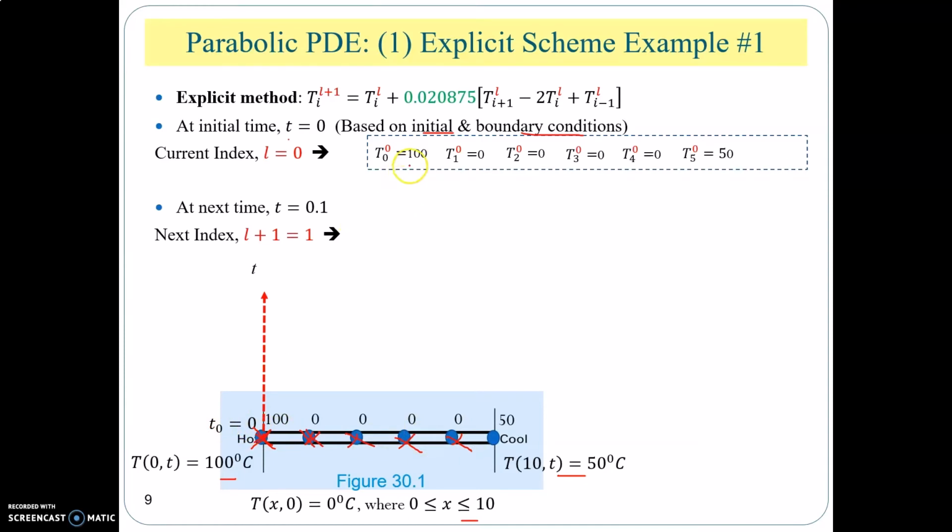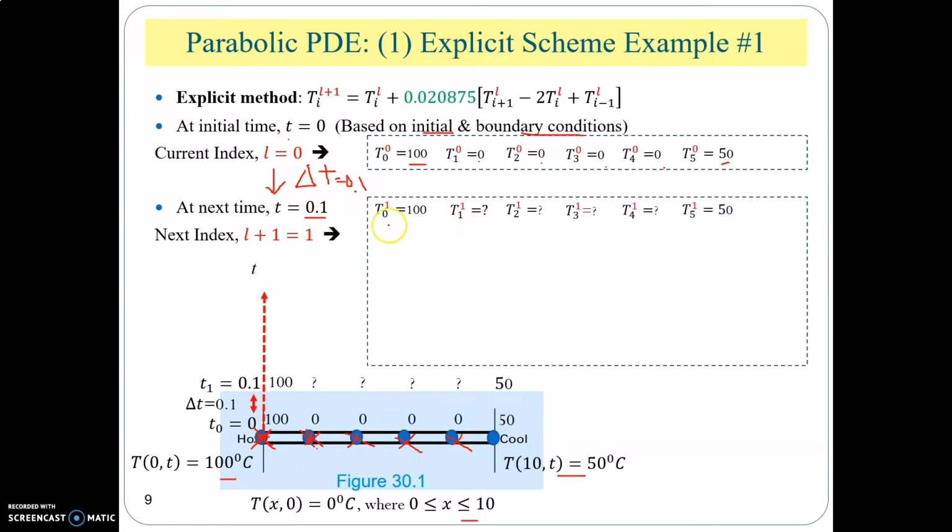So which is the first point, you have 100 here, and at the middle you obtain 0 degrees Celsius, and in the end of the root you obtain 50 degrees Celsius. Since our delta T is equal to 0.1, our next time is 0 plus 0.1, where you get 0.1 here, and we are going to find the temperature at all the 6 points.